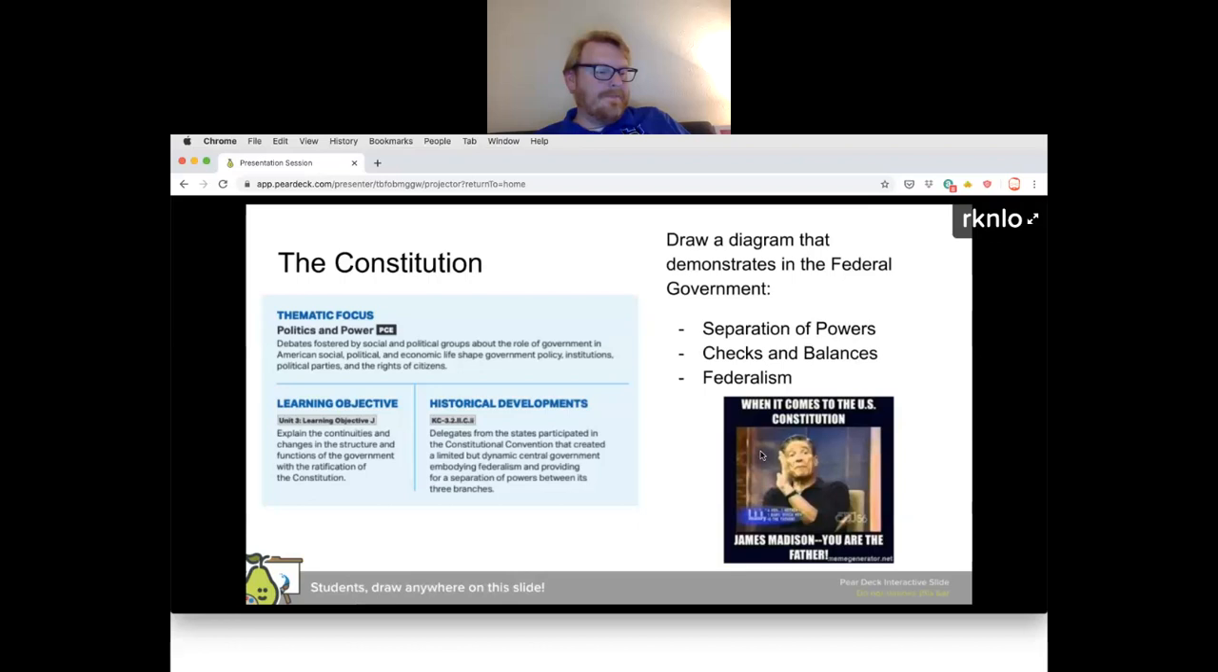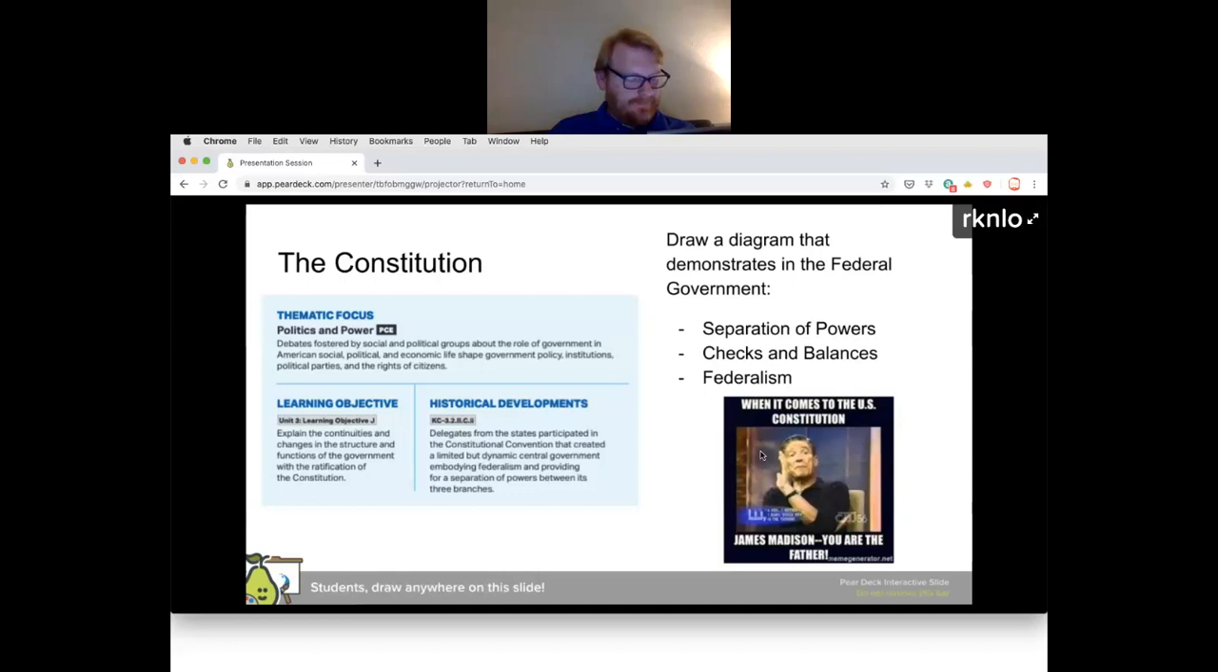They have different responsibilities and they keep each other in check. Make sure that one branch doesn't have too much power. Okay, good. Yeah, let's move on to checks and balances. Brooklyn, can you tell me about checks and balances? And give me some examples.